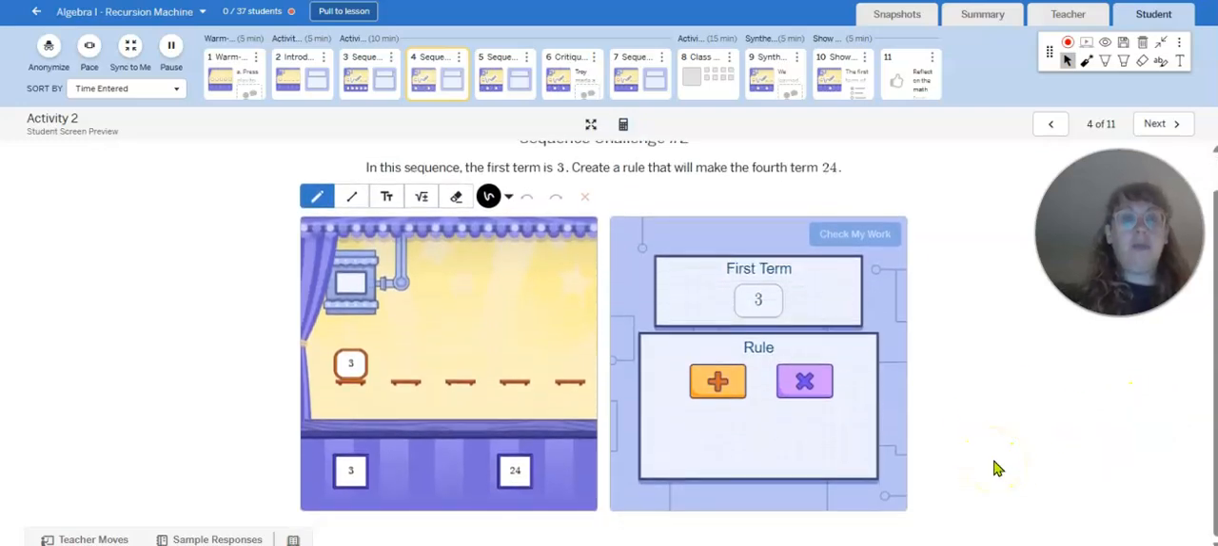Sequence challenge number 2. In this sequence, the first term is 3. Create a rule that will make the fourth term 24. So we see here that our first term is 3, and we just want this one to be 24.